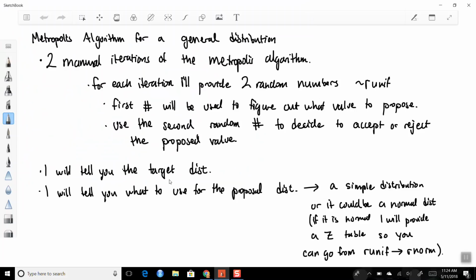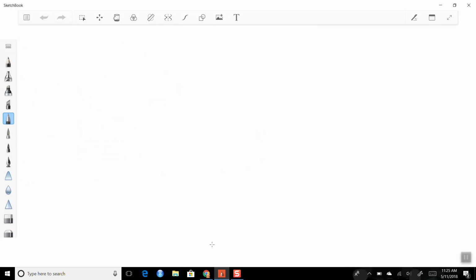This is a problem where if you mess up the first, then it'll mess up the second. So I'm going to put heavier weight on the first iteration than the second, if that makes sense. You're doing the same thing twice, but the first iteration of the Metropolis algorithm will be weighted heavier than the second iteration. Okay. All right.